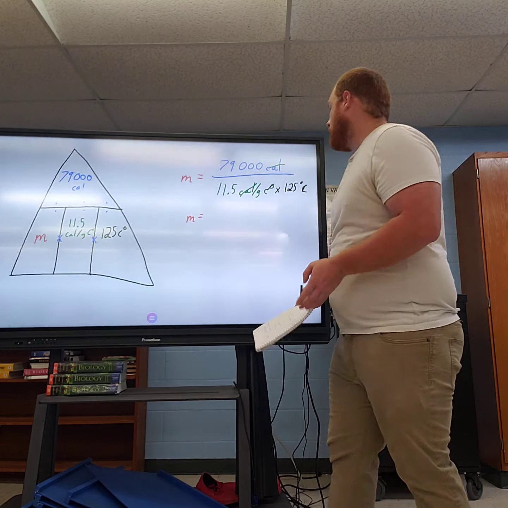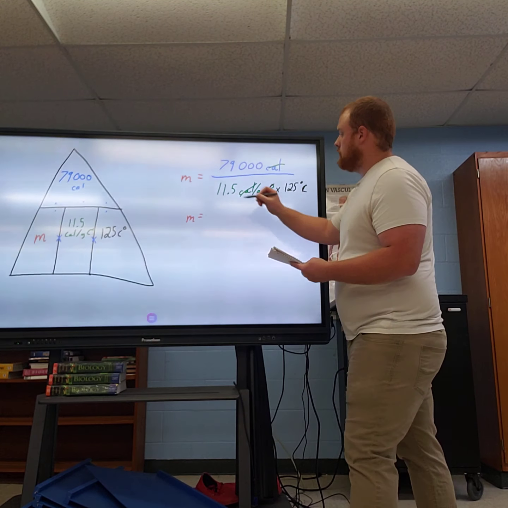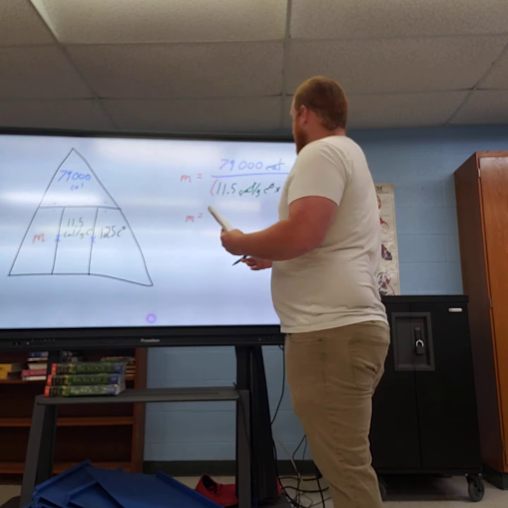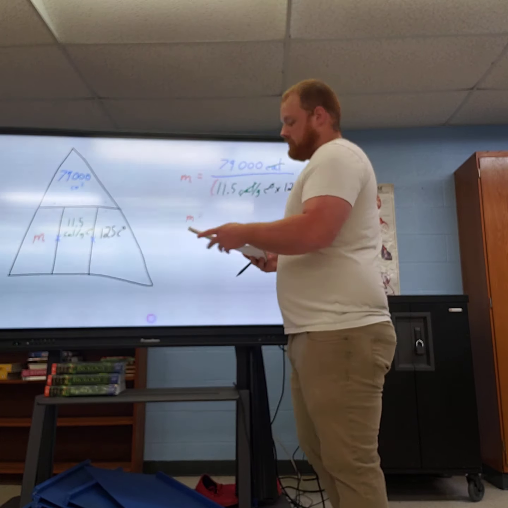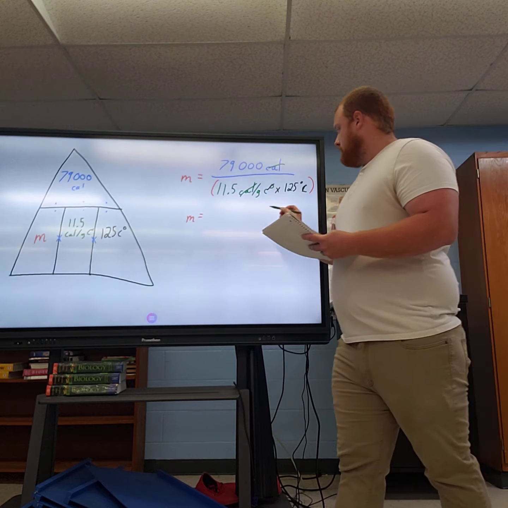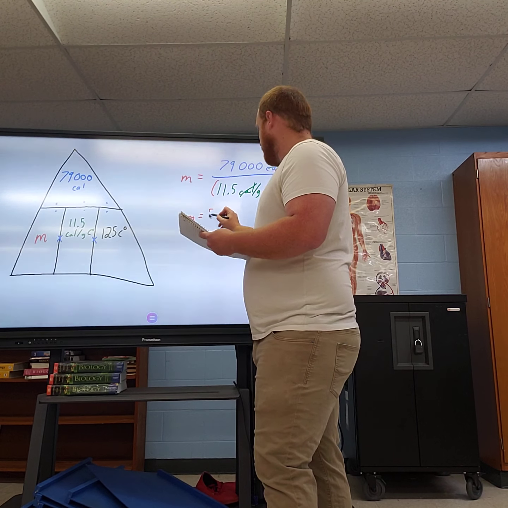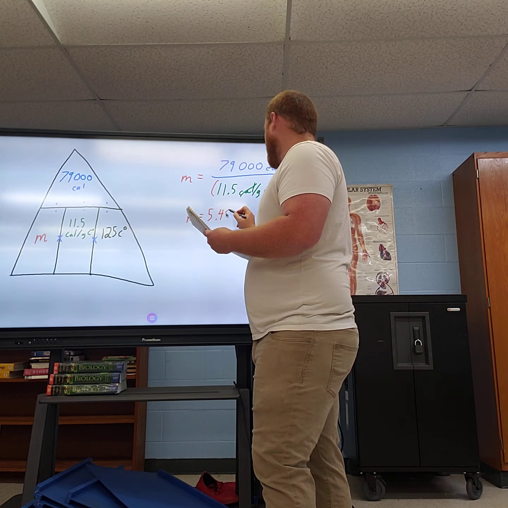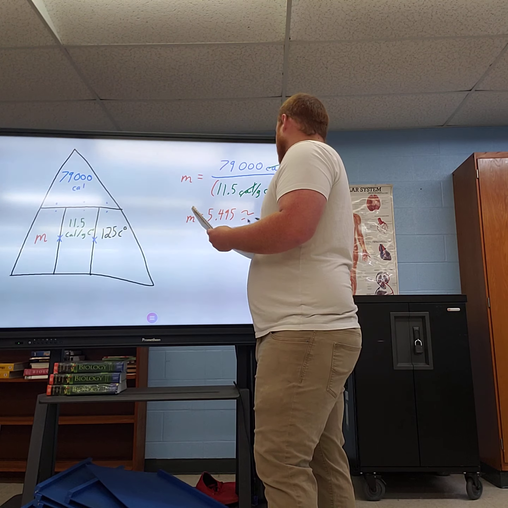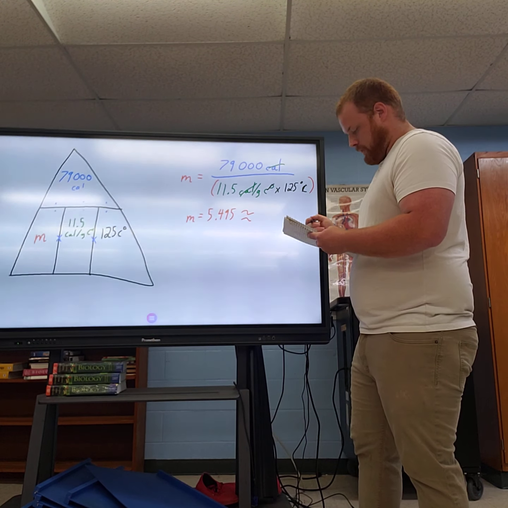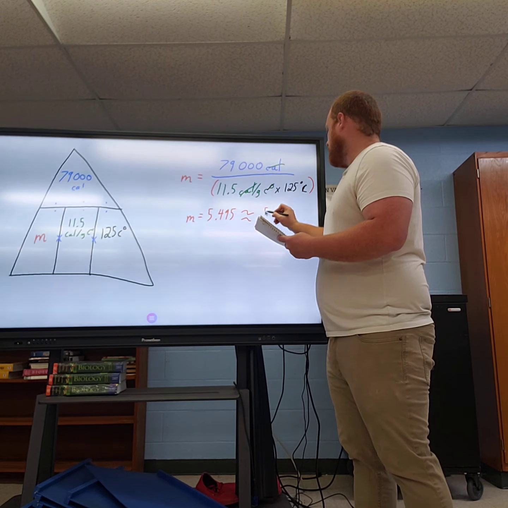So throwing that into your calculator, make sure that you have parentheses right here so that way it doesn't mess up. That throws some people off too. The end product, you should end up with 5.495 and a couple more decimal places. But if we round it up, we're going to end up with 5.5 grams.